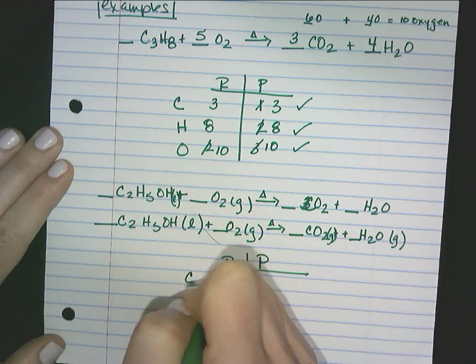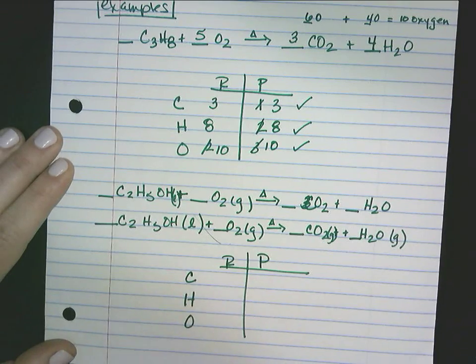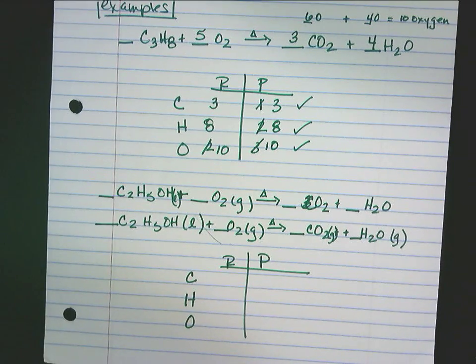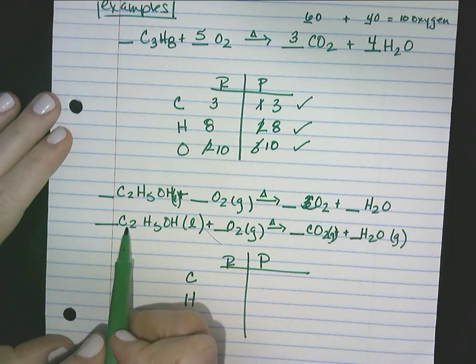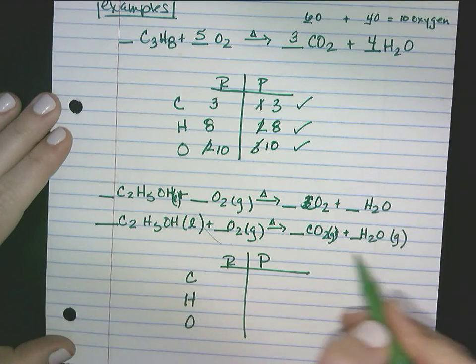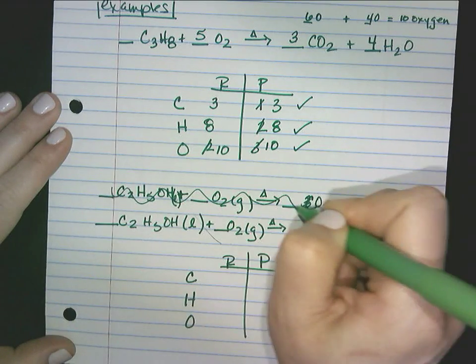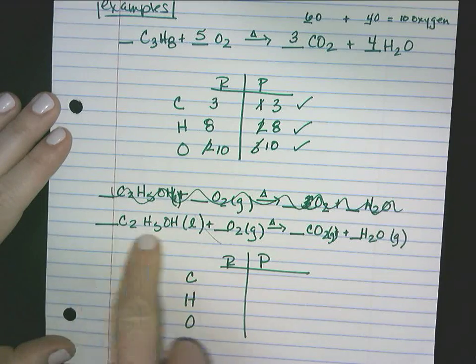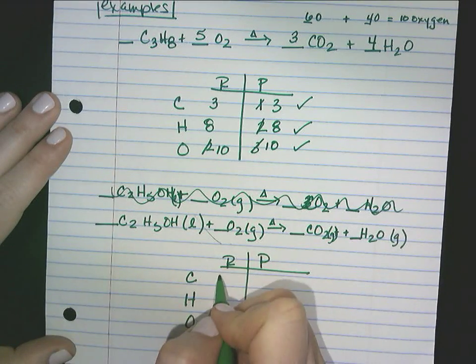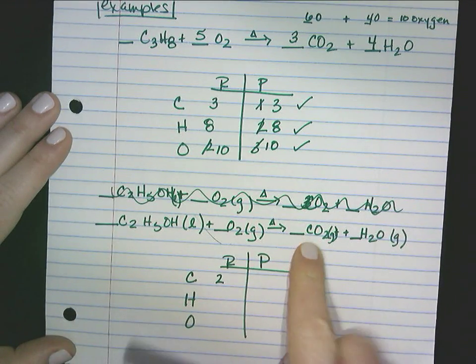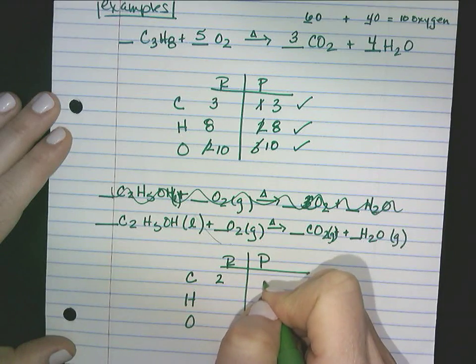Okay, so we have CHO, carbon, hydrogen, and oxygen, because it's a combustion reaction. And we start with, let's just use this formula down here. This one got a little messy. So we use this formula here. We have two C's to begin. We have one C in the product.